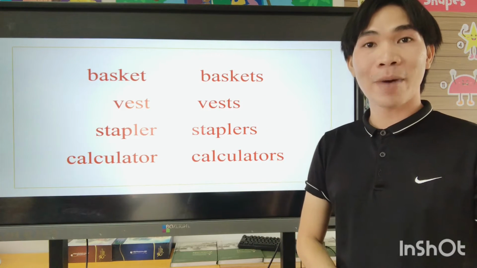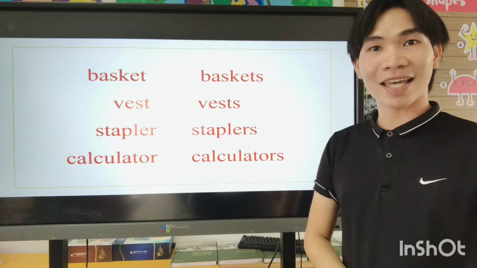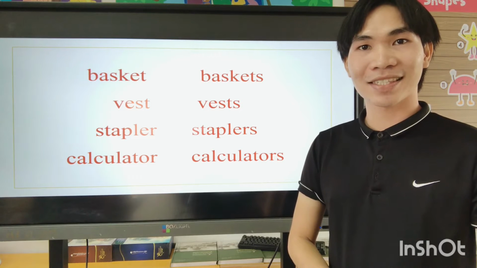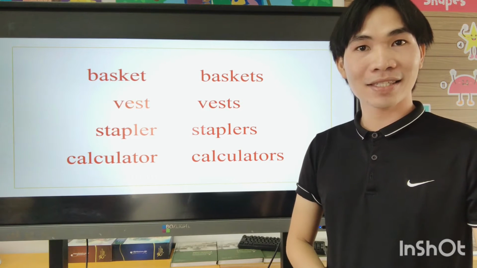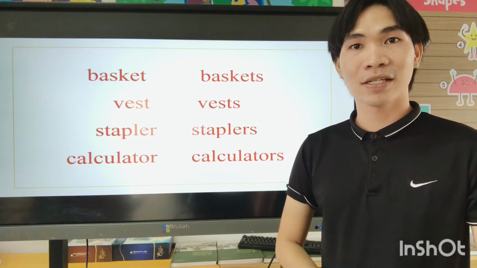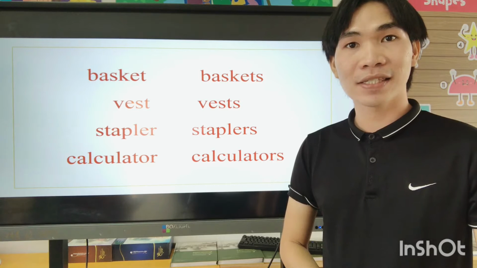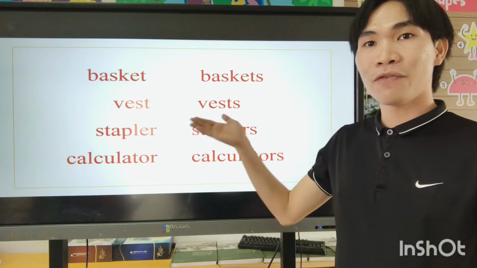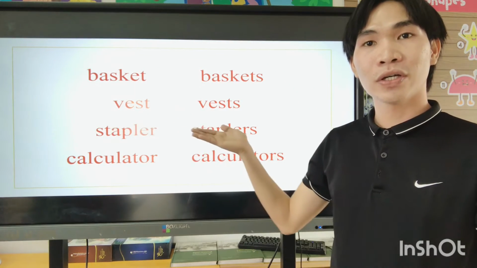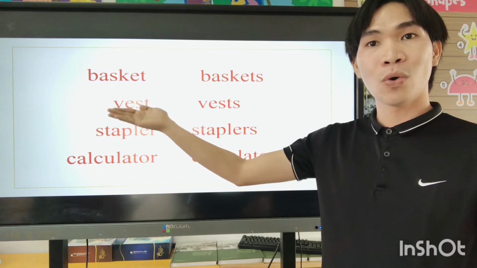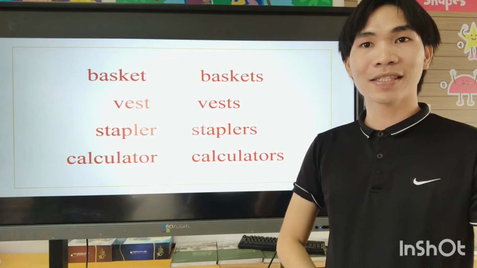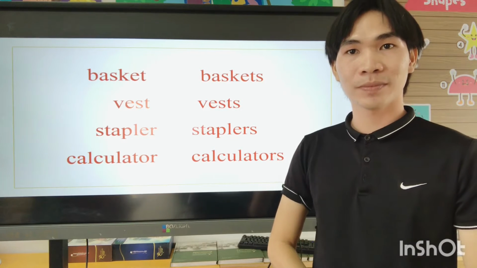We have here basket, baskets. One basket, two baskets. Again, basket, baskets. Next, vest, vests. Vest, singular. Vests, plural. One vest, four vests. One vest, two vests.